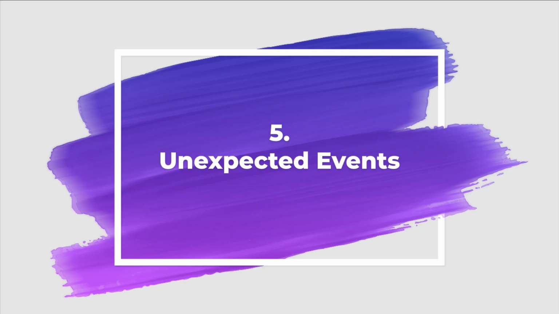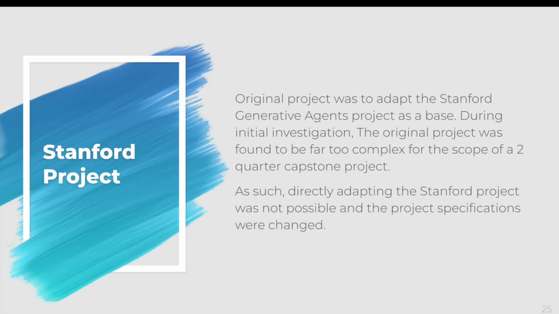Hello, my name is Juno Dunlap. There were a few unexpected events that occurred during our development process. First was adapting the original concept to something we could achieve in a 2-term capstone. The original Stanford Generative Agents project done by Joon Sung Park was too complex for what we could accomplish in the time frame and had to cut down a lot of features.